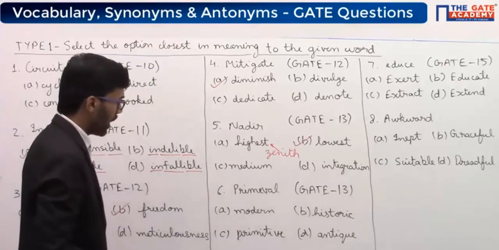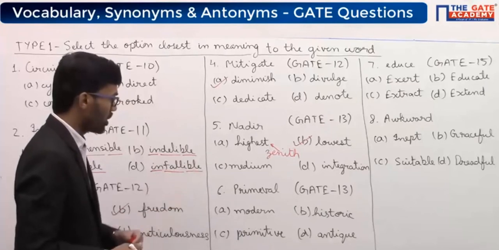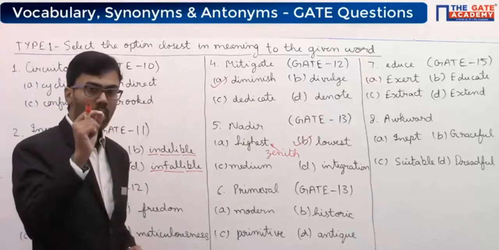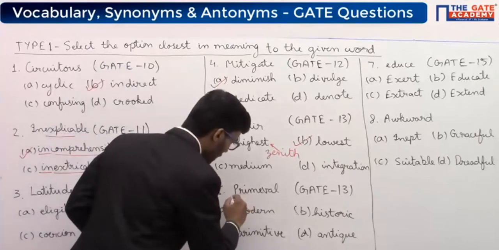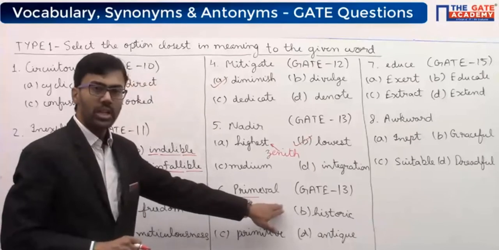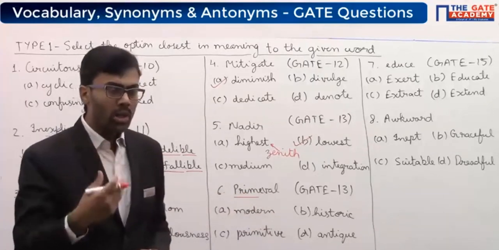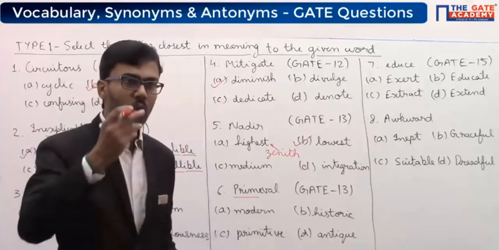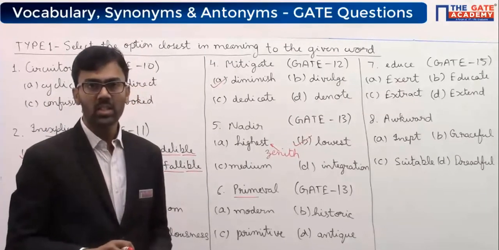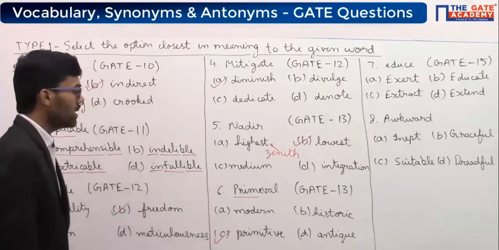Now we come to the next example, the next question, which is primeval. Primeval appeared in GATE 2013, and the options given are modern, historic, primitive, or antique. Now, the word primeval is made from the word prime, which again is derived from the word primitive. So primeval means something that is related to a very, very old time or a very, very early period of history. So primeval means that some kind of a quality or something that comes from a very, very old era. Let's say the old Stone Age or the new Stone Age, that type of an era. Or maybe talking about a period of history when perhaps even humans did not exist on this earth. So the closest word in meaning to primeval is option C, that is primitive.